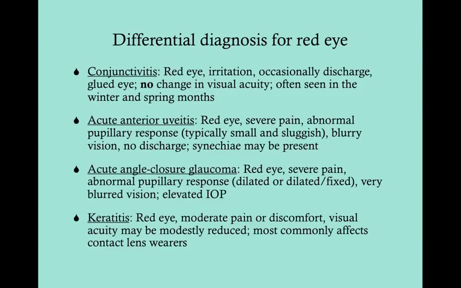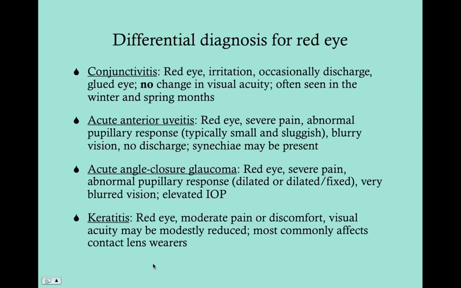And then finally, keratitis presents very similarly to conjunctivitis, except sometimes you can have a modest blurriness, a change in visual acuity. But what's going to really help you distinguish keratitis is two things. One, it tends to most commonly affect contact lens wearers. And two, the red eye is seen more prominently around the iris, around the cornea.